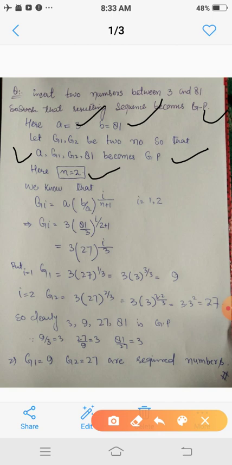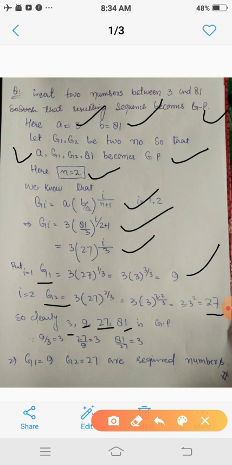We know that while inserting n numbers between a and b, we put those numbers as gi equals a into b by a raised to power i upon n plus 1. Here n is 2, which implies that gi is 3 into 81 by 3 raised to power i by 2 plus 1, which is 3 into 27 raised to power i by 3. Now g1, by putting i equals 1, is 9, because 27 is actually 3 raised to power 3, and 3 raised to power 3 raised to power 1 by 3 is simply 3. Similarly, g2 is 27.